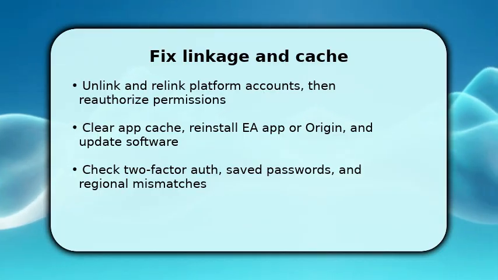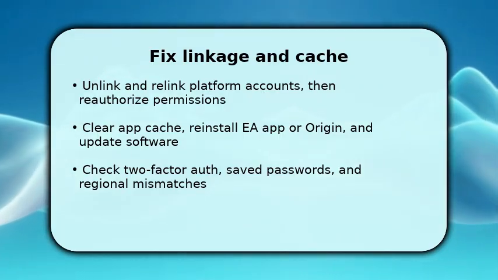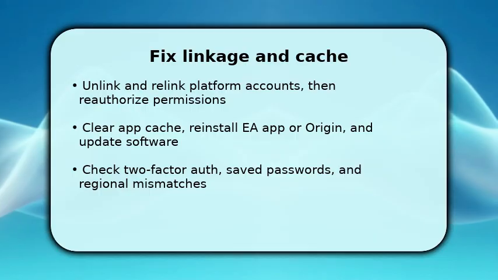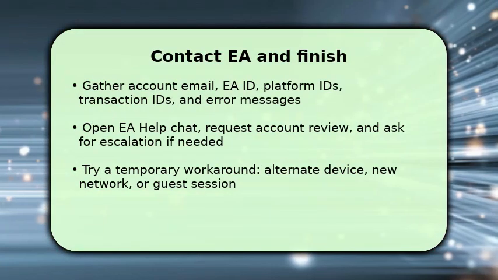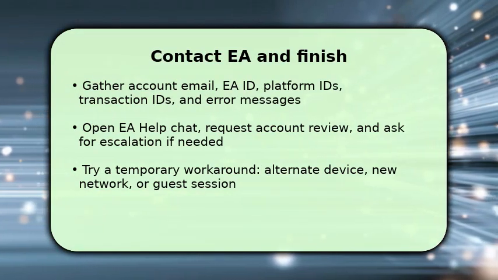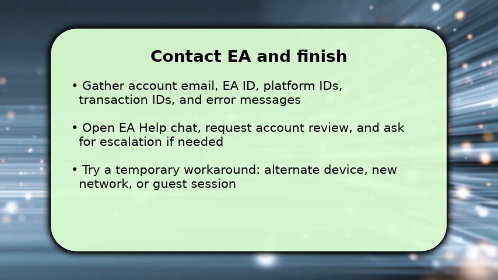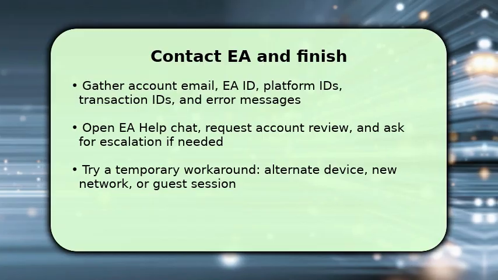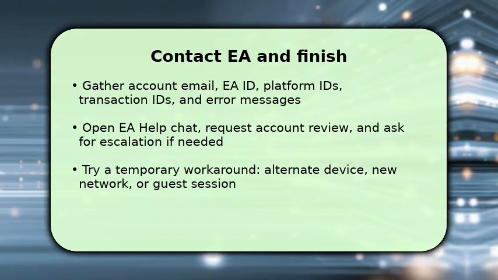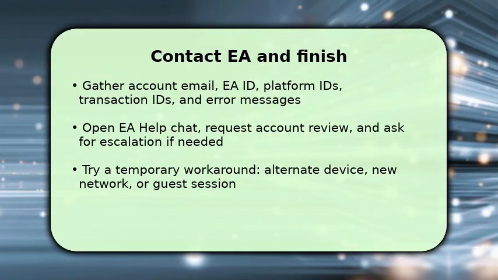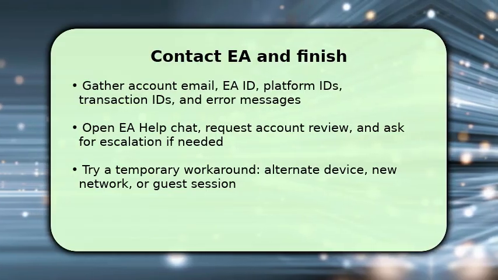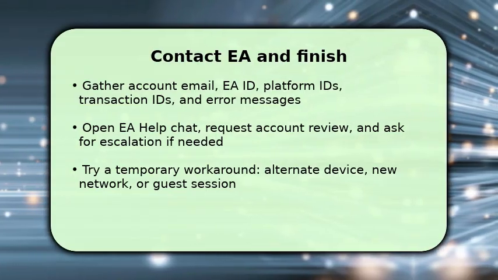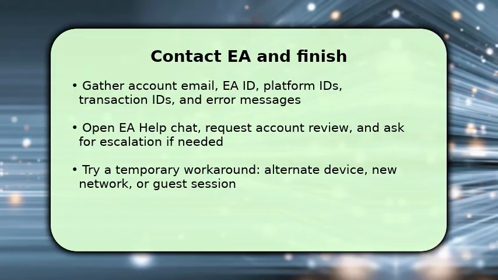You finish by collecting key evidence: your EA email, EID, platform ID, recent transaction ID, and exact error text or screenshots. Contact EA help via chat, provide those details, and request a targeted account review or escalation if their first response doesn't work. While waiting, try a temporary workaround like a different device, a wired connection, or a guest profile to confirm the issue is account-specific.